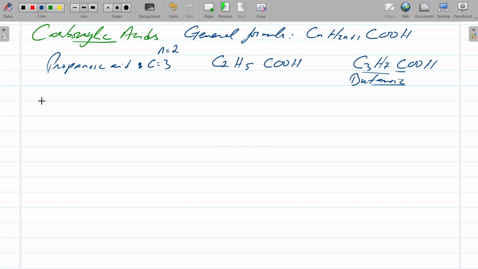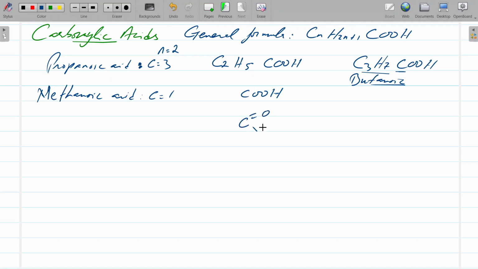Okay, so we do have methanoic acid. How many carbons are there in meth? 1. And so I already have the COOH, so I have my 1 carbon over here. So what am I going to do? We will have 0 carbons on the other side.